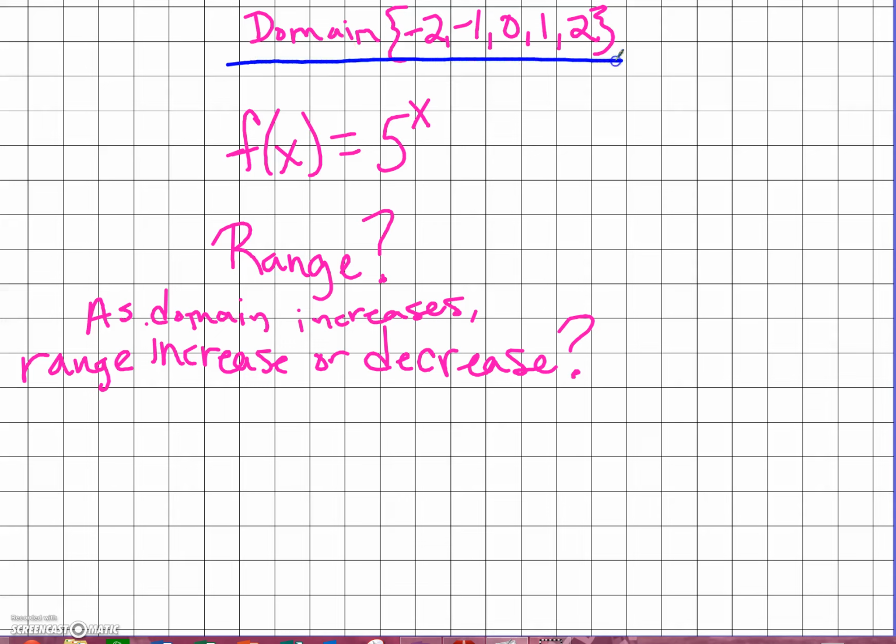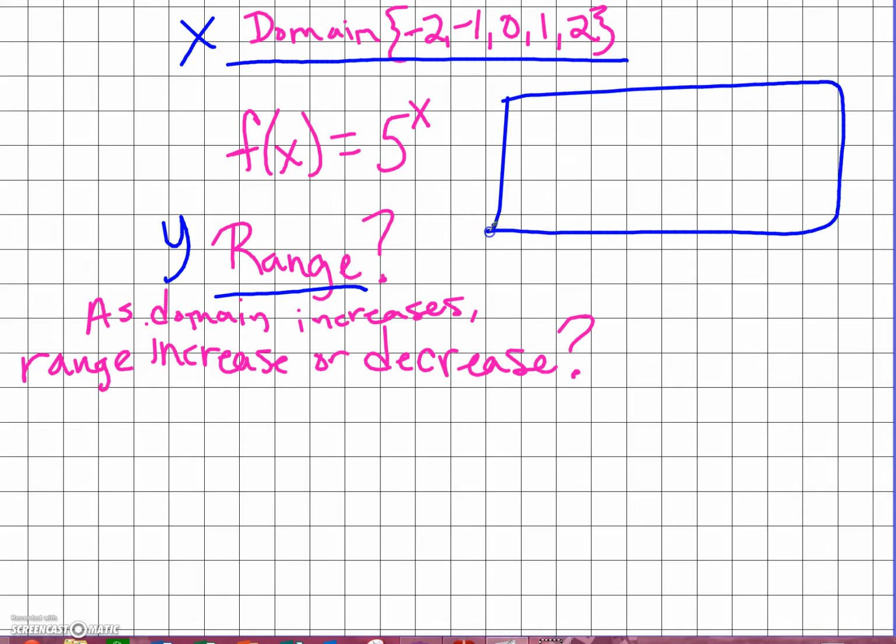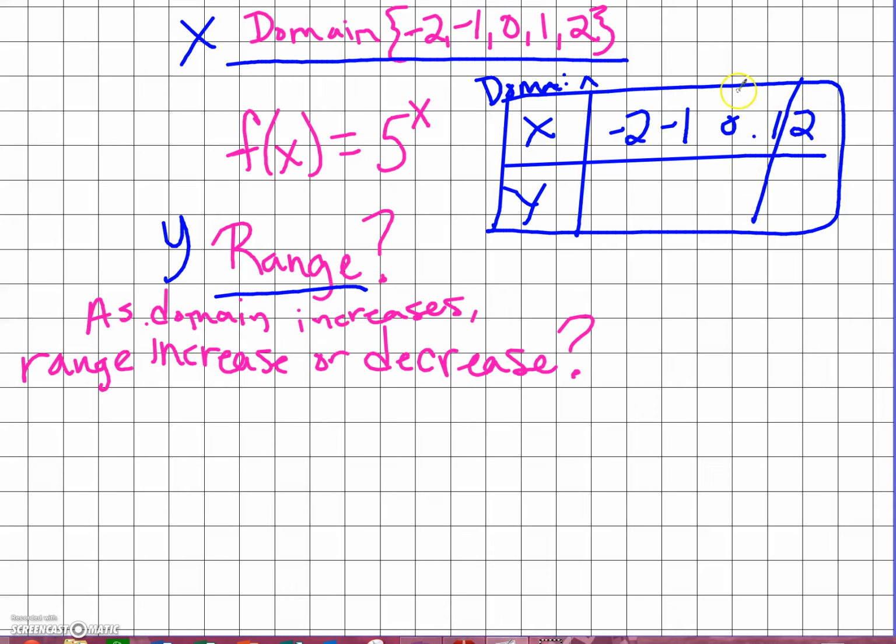One more thing for you, this is on your homework as well. If you're given the domain, it's going to ask you what is the range. Remember, your domain is your x's, your range are your y's. You can make a chart if you want to organize this. It's asking me -2, -1, 0, 1, 2. All you have to do is just like we have been doing, plug it in.